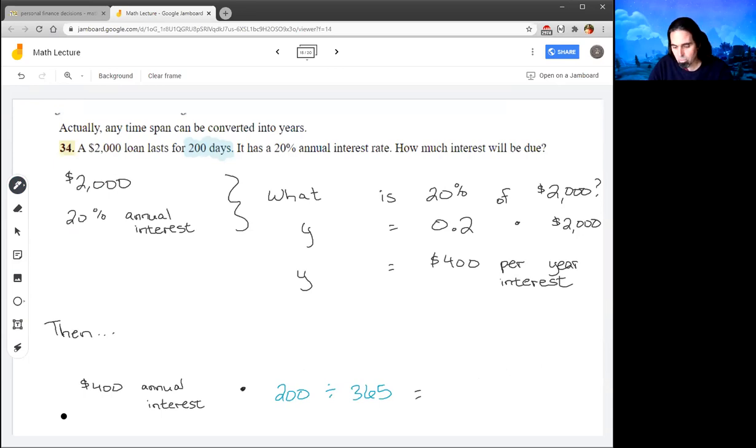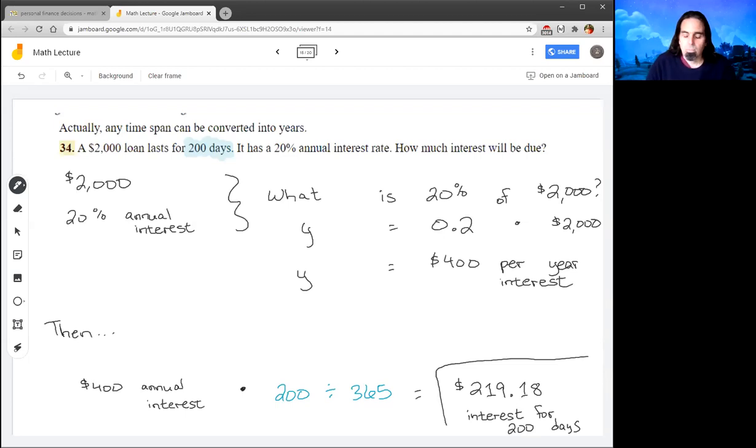So let's do that. 400 times 200 divided by 365 gives me $219.18. Double check that your calculator gets the same answer. Any questions so far?